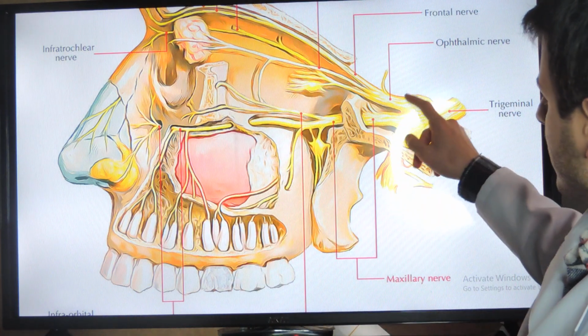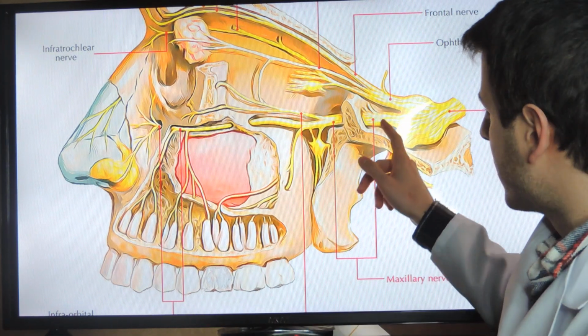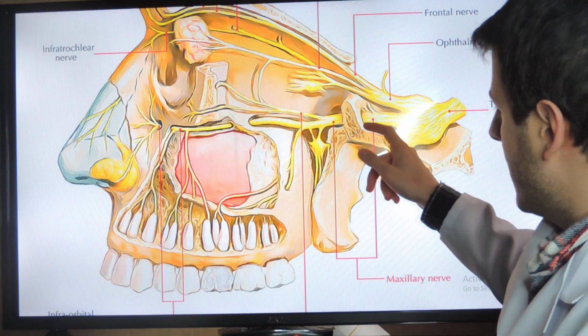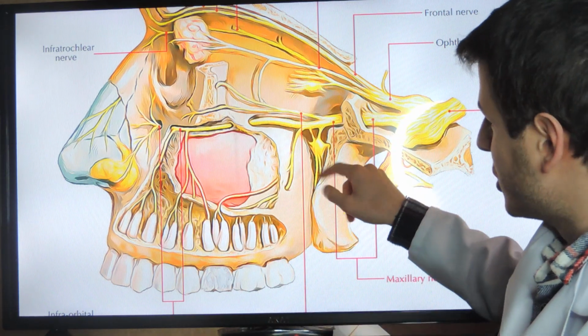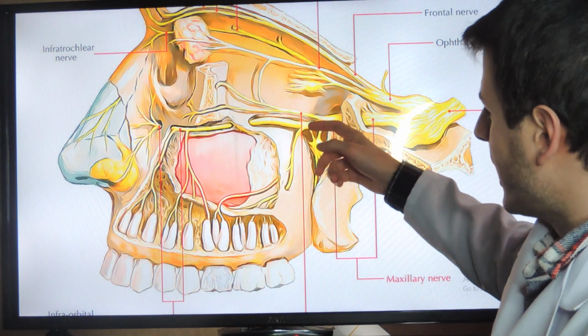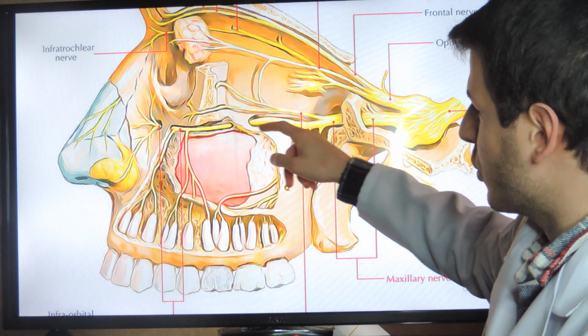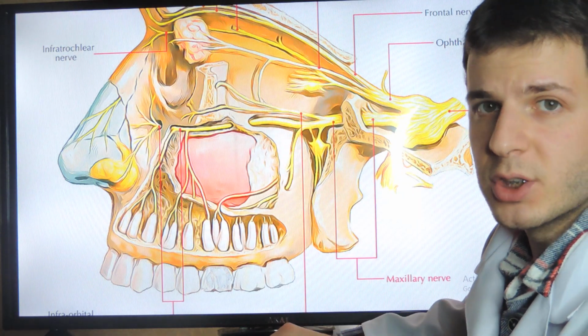It arises from the convex anterior border of the trigeminal ganglion and then leaves the middle cranial fossa through the foramen rotundum to reach the pterygopalatine fossa. Then it runs forward and upward and enters the orbit through the inferior orbital fissure.